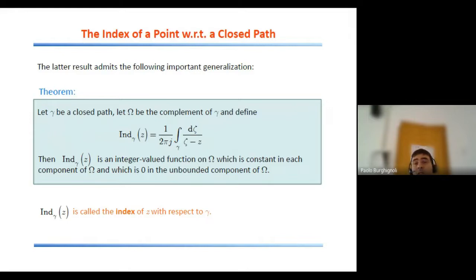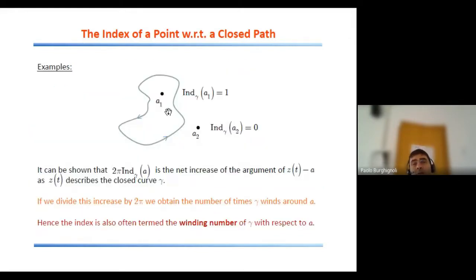What's the meaning of this index, and why are we introducing it? Well, to give you some example, if you consider the point A1 in the complex plane and this specific closed curve that, as you see, goes around this point, then the index in this case would be equal to 1. Whereas if you consider the point A2, which is in the unbounded component of omega, of the complement of gamma, then in this case, the index would be equal to 0. And why in the first case the index is equal to 1?